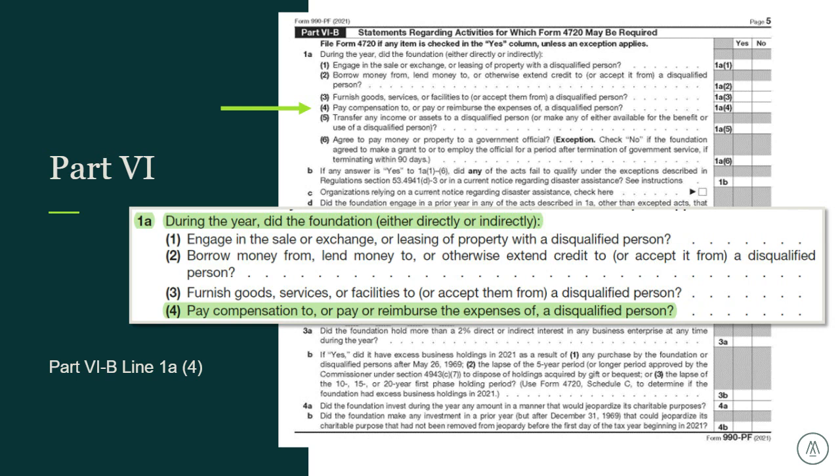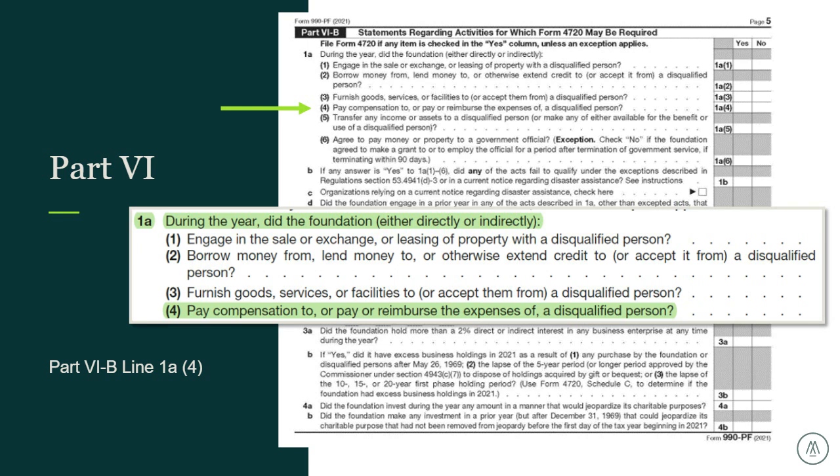We see this often checked no, which could actually be incorrect. So, for example, if a salary is paid or travel expenses are reimbursed to a chief executive officer who is a disqualified person, but that compensation is reasonable, that's an exception. So often 1a will actually be checked yes, and then you would check 1b no, saying that there's an exception to the act that would suggest it may be self-dealing.